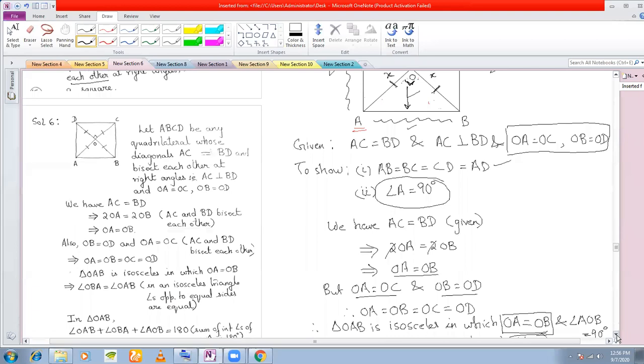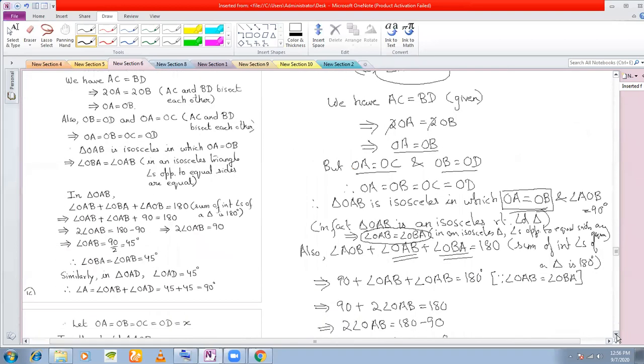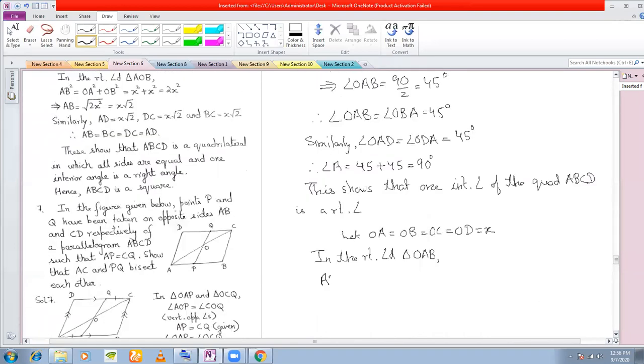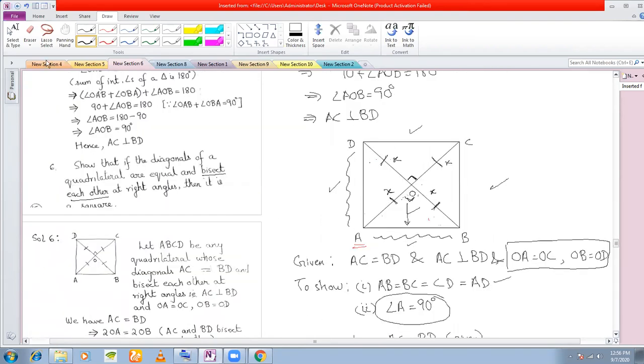AB square is equal to OA square plus OB square. Now how much have I taken? OA and OB both to be x. So this is x square plus x square, which is 2x square. So AB we are getting root over of 2x square, which is x root 2 units. Okay, so you have got AB. AB, how much have we got? This length.